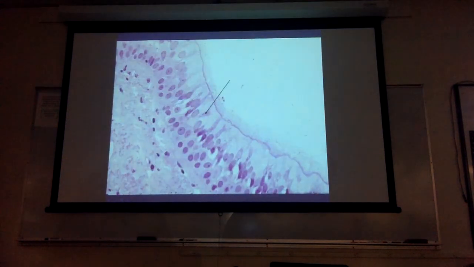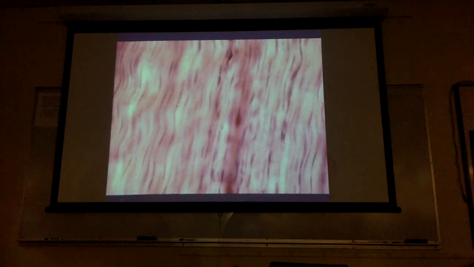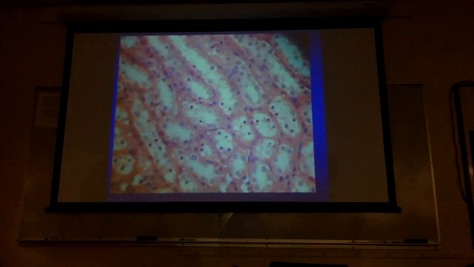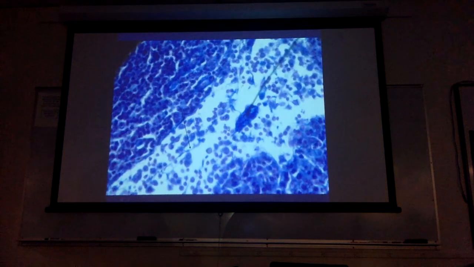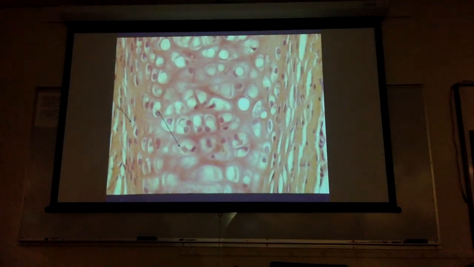Reticular tissue. What's this with cilia? Pseudostratified. What's this? Dense regular. What's this? Simple cuboidal. What is this tissue here? The skinny tissue. Simple squamous. Good. What's this? Fibrocartilage, and these little lines, elastic fibers. Reticular tissue. And this is what kind of cartilage?